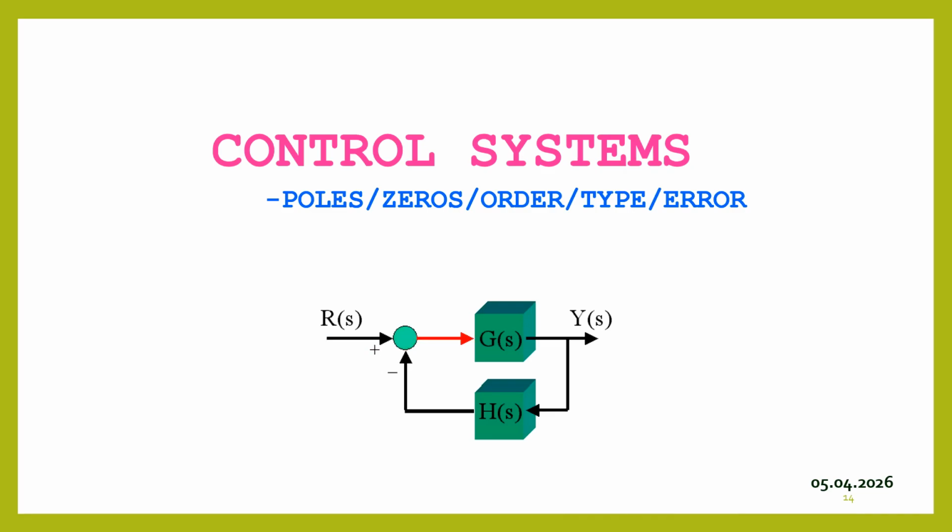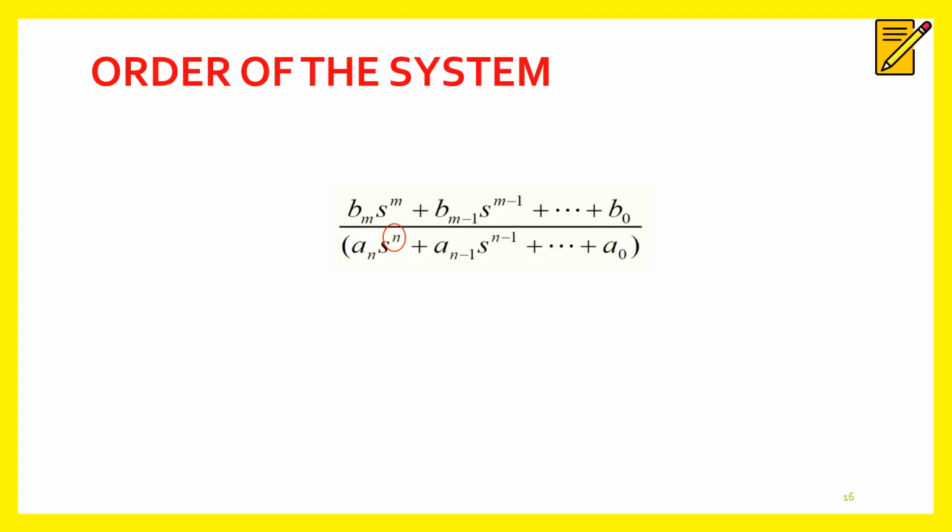Welcome to control system classes. The next topic for discussion is poles, zeros, order and type of the system. These parameters are necessary, and you need to understand them to discuss the stability of the system.